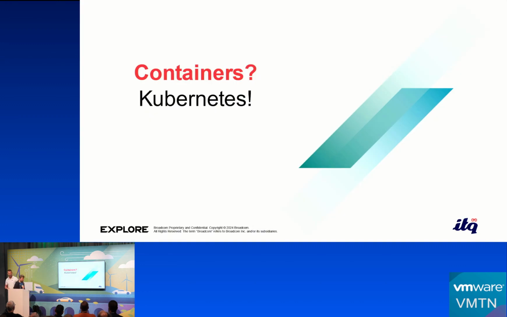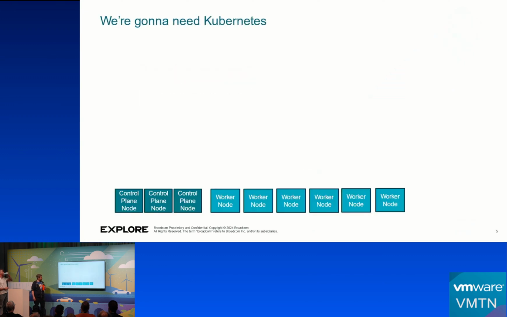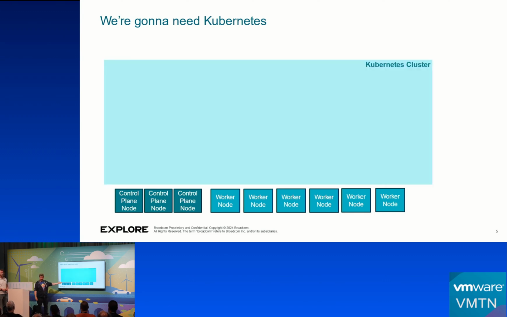Thank you very much. So, AI probably involves containers, and that means it probably involves Kubernetes. For those of you unfamiliar with Kubernetes, it's really nothing more than a bunch of VMs. They just have a very specific role, and they're clustered together to do a thing. They create a Kubernetes cluster.